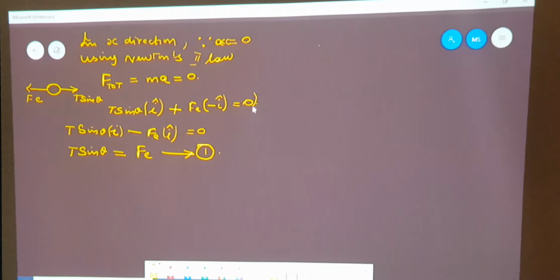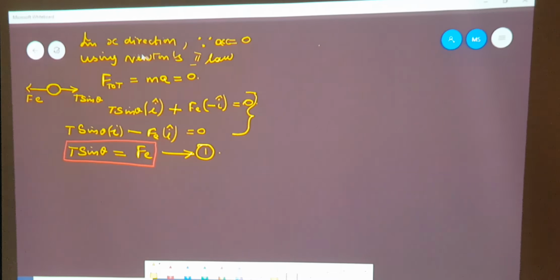These two steps are not necessary. We can directly write that T sin theta balances the electrostatic force. But in your book, they have given it in vector notation, so I have dealt with that. Otherwise, you can directly write T sin theta equal to Fe. Okay, let us consider this one. Then let us go for the next.